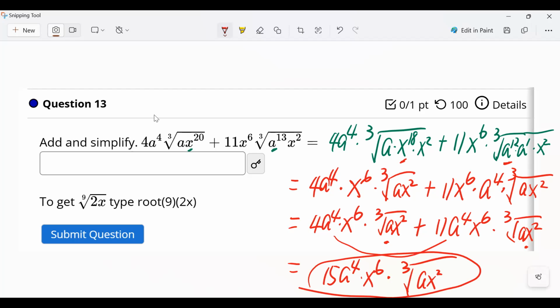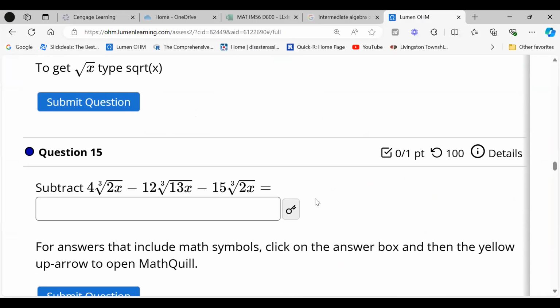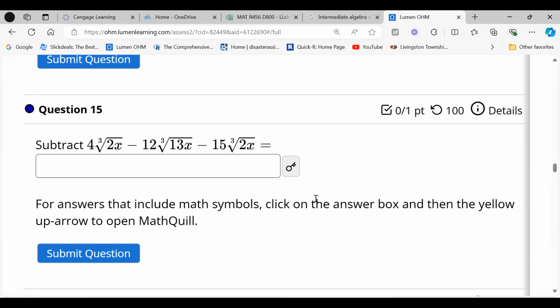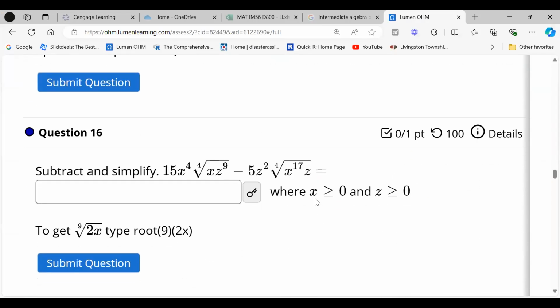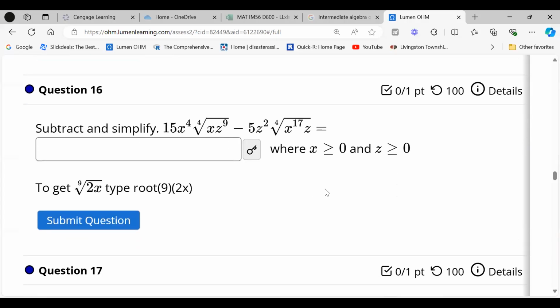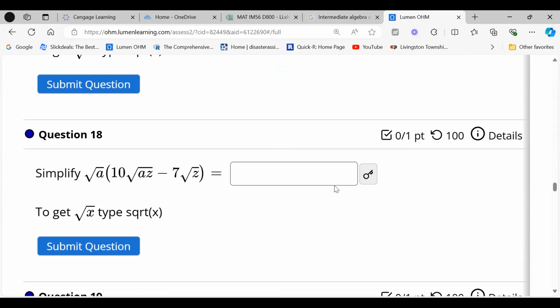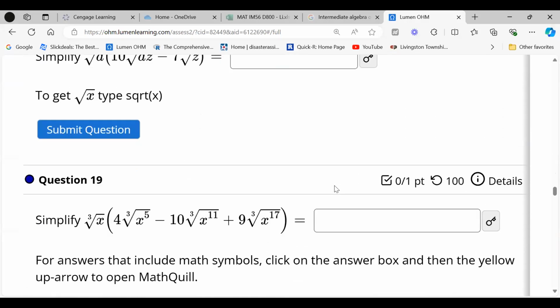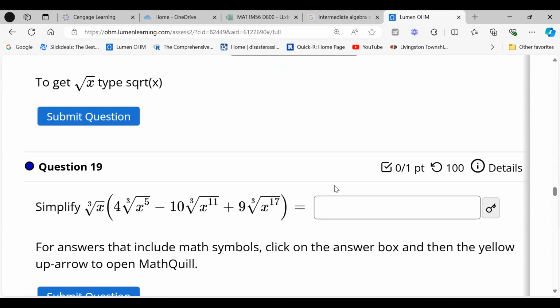Any question about this? No. Very good. Yeah, so let's try 18 and 19 here.